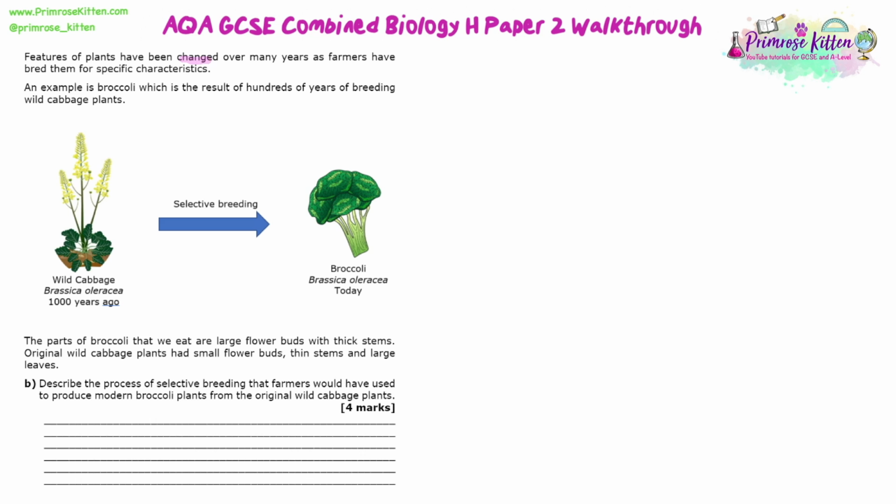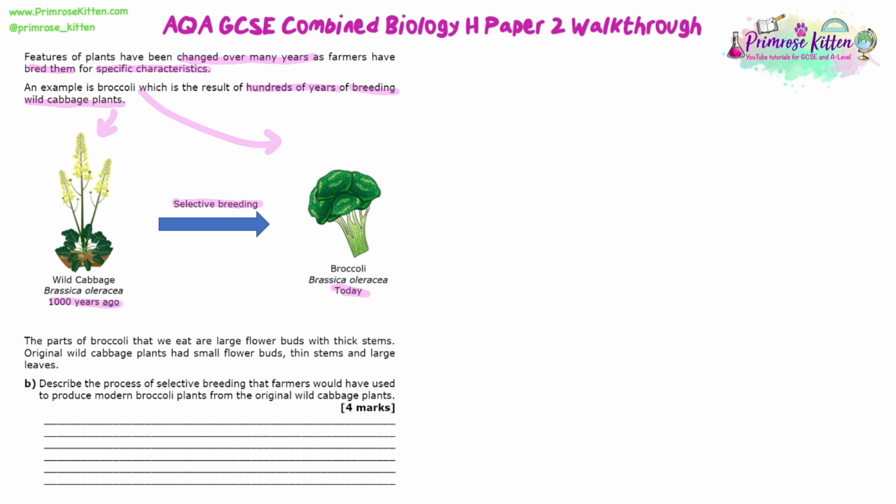Features of plants have been changed over many years as farmers have bred them for specific characteristics. An example is broccoli, which is the result of hundreds of years of breeding wild cabbage plants. So this is clearly a selective breeding question. We can see it's written there. So we've got the wild cabbage that has these yellow florets, big leaves, really tall, skinny stems. And then we have what broccoli looks like today. And they're the same species, they're just a different variety.